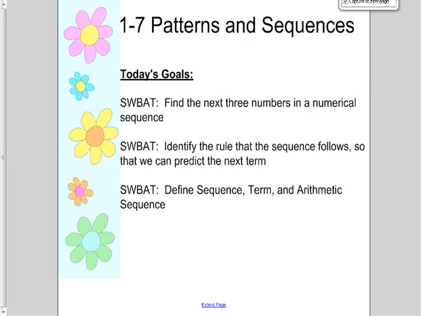Today's lesson will be on patterns and sequences. Today's goals. Students will be able to find the next three numbers in a numerical sequence. Students will be able to identify the rule that the sequence follows so that we can predict the next term. And students will be able to define sequence, term, and arithmetic sequence.